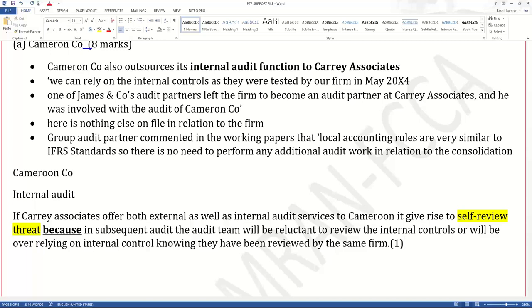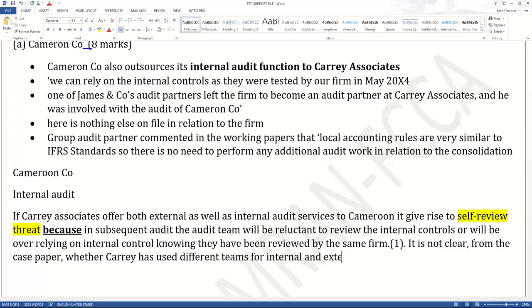Then the second problem in the same situation, the internal audit department: we were performing this post-issuance, right? This was post-issuance, when the report has been issued. The question was not telling us whether they have used different teams for internal audit or different teams for external audit. The question was silent on that. So we can tell the examiner it is not clear from the case paper whether Kerry has used different teams for internal and external audit engagement. The report has already been issued, right?